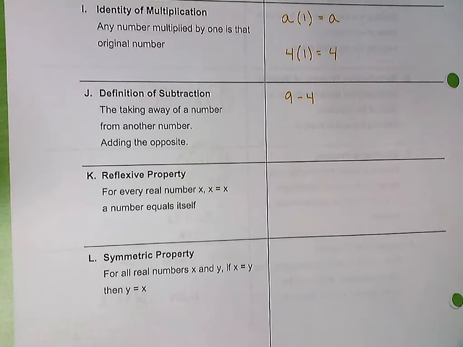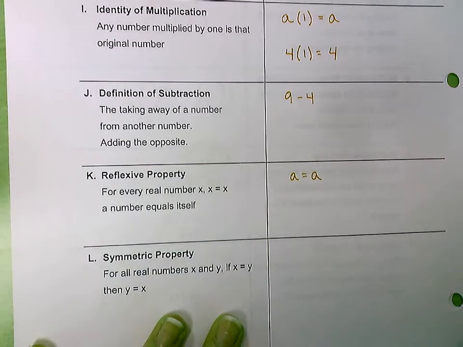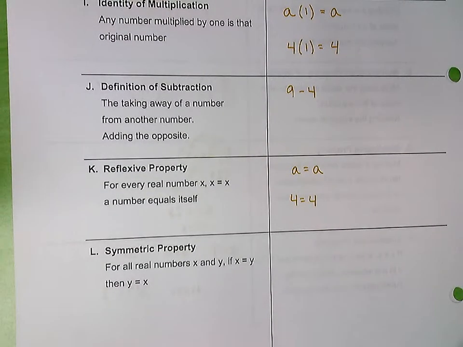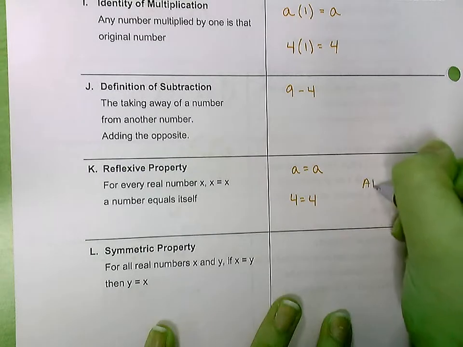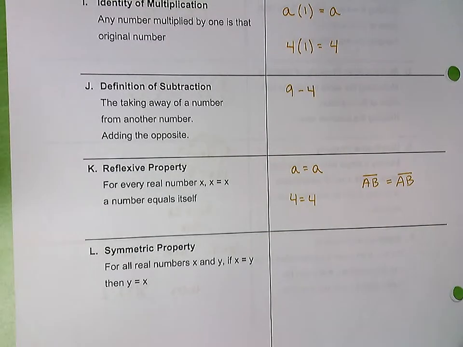Next is the reflexive property. So for every real number x, x will equal x. So a number equals itself. Again, A equals A, 4 equals 4. It just equals itself. When we get into proofs with angles and segments, some of these you will need to write in, such as the reflexive property. If you have segment AB, it equals segment AB. So it just equals itself.